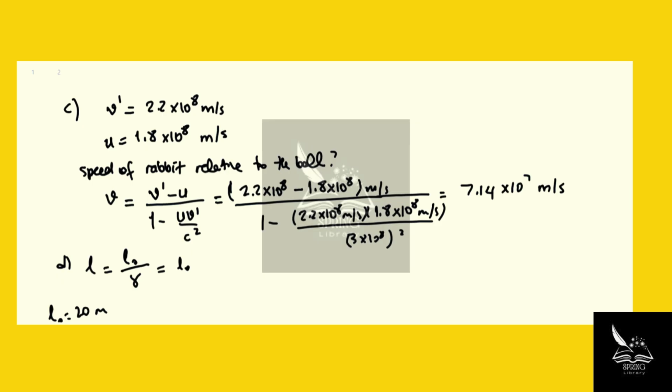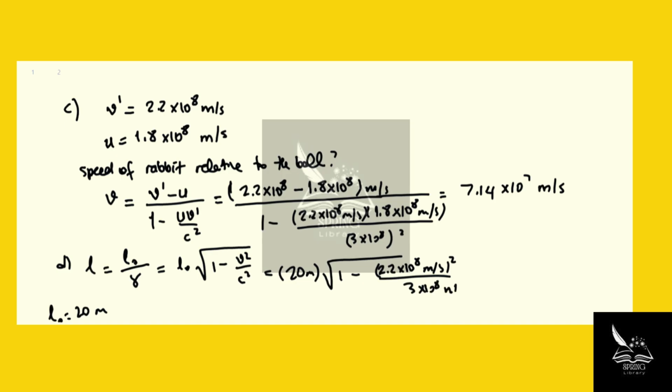So L naught times 1 over gamma is going to be the square root of 1 minus v squared over c squared. This is all for the rabbit, right? So 20 meters times the square root of 1 minus v, where v is the speed of the rabbit, 2.2 times 10 to the power 8 meters per second, squared, over 3 times 10 to the power 8 meters per second, squared. Then we find, according to the rabbit, the distance from Einstein to Lorentz is 13.6 meters.